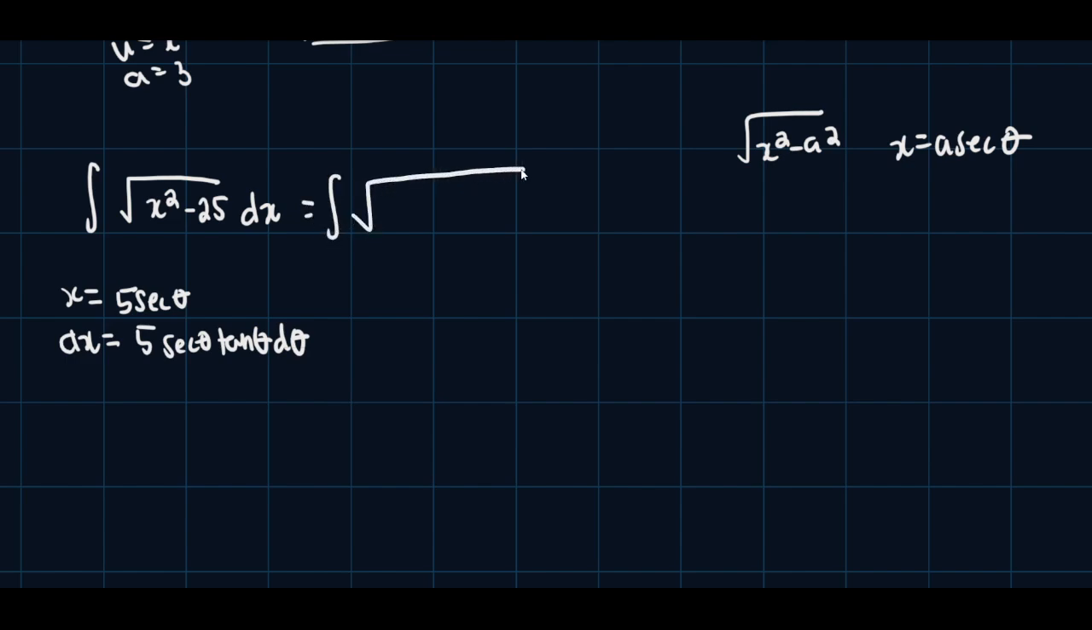So we have square root of 25 secant squared theta minus 25. Then our d theta term is 5 secant theta tangent theta d theta.